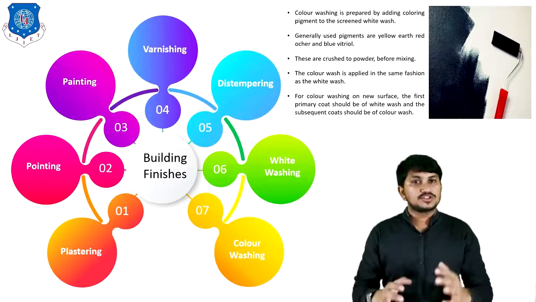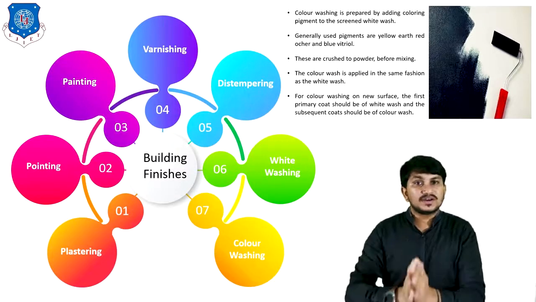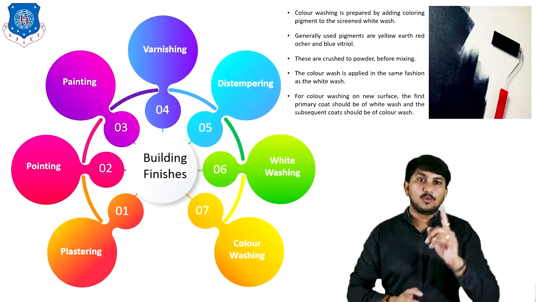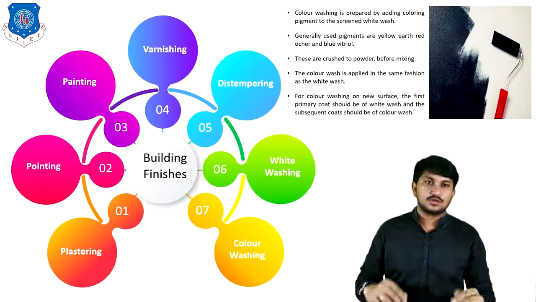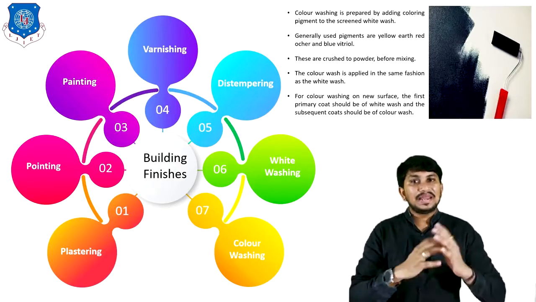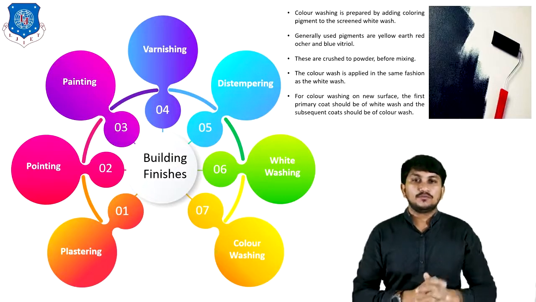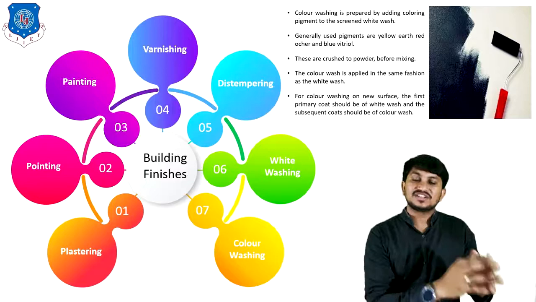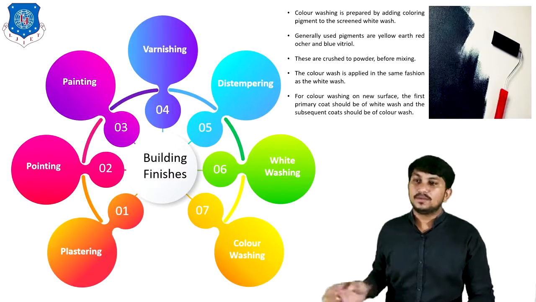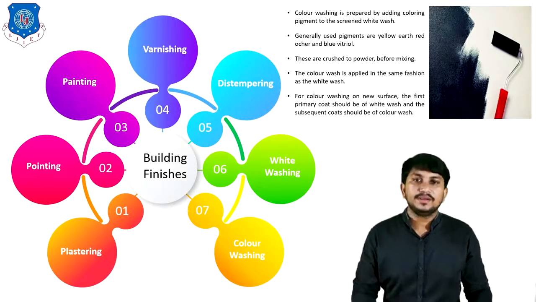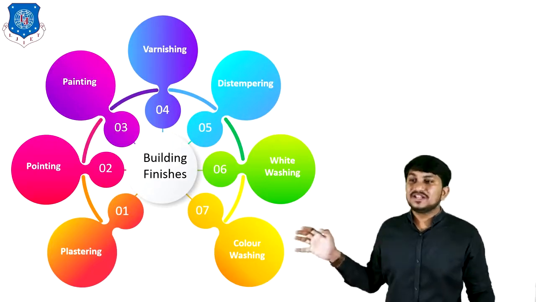For color washing on new surfaces, the first primary coat should be of whitewash and then subsequent coats should be of color wash. So for painting or for color washing in a residential building, first of all we have to apply whitewash and then we have to apply color wash. These are the various building finishes.